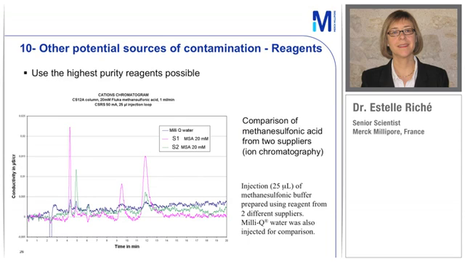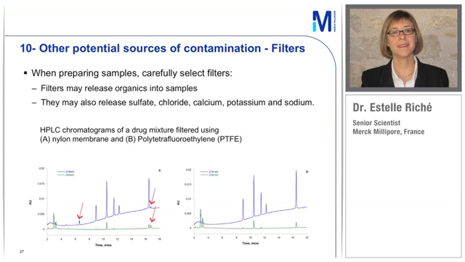And finally, the source of contamination of your water may actually not come from water. It may actually come from something else. This is just an example of a case where the contamination actually did not come from the water, but came from the small amount of reagent that was added to water in order to prepare mobile phase for ion chromatography. So really here my advice is to, of course you know this, but to use really the highest purity reagent possible.